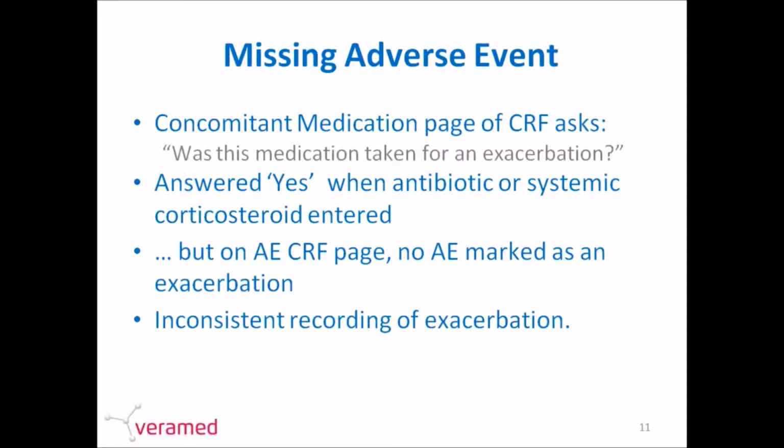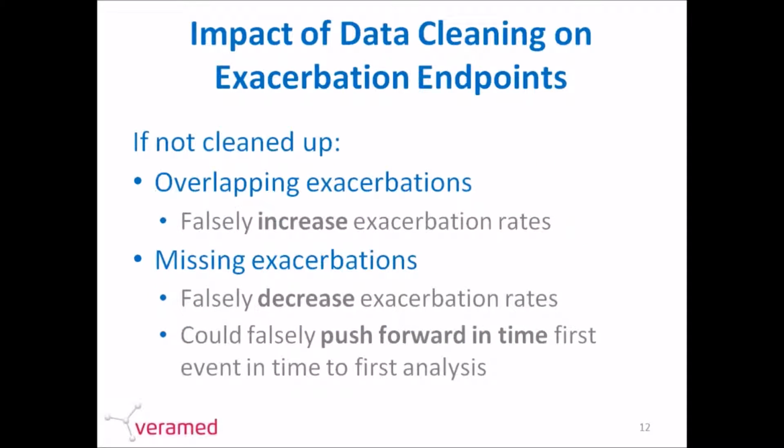When we identified this and sent all these queries out to the site, we found that once they'd realised that they just hadn't ticked that box on the page, or hadn't entered an AE, more AEs were entered, and we started to realise that we were getting more AEs of exacerbations in our study. And overall, if we hadn't cleaned them up, having those overlapping exacerbations still existing in our data set would have meant that we would have falsely increased our exacerbation rates, because a subject who's really only having one exacerbation would have been recorded as having two. Also, had we not identified the missing exacerbations, we would have had the opposite effect. We would have falsely decreased our exacerbation rates, and that would have changed our analyses.